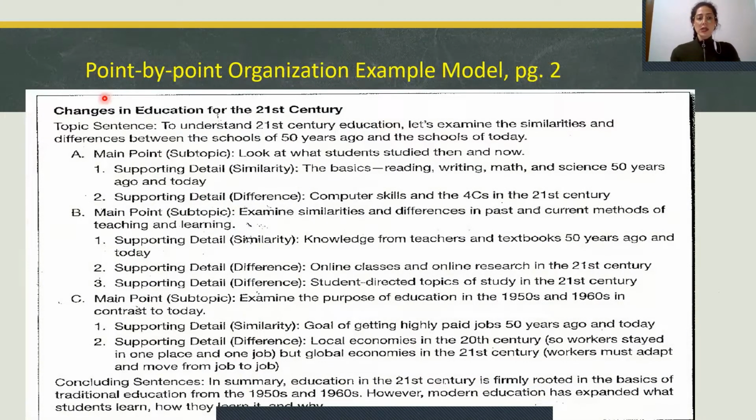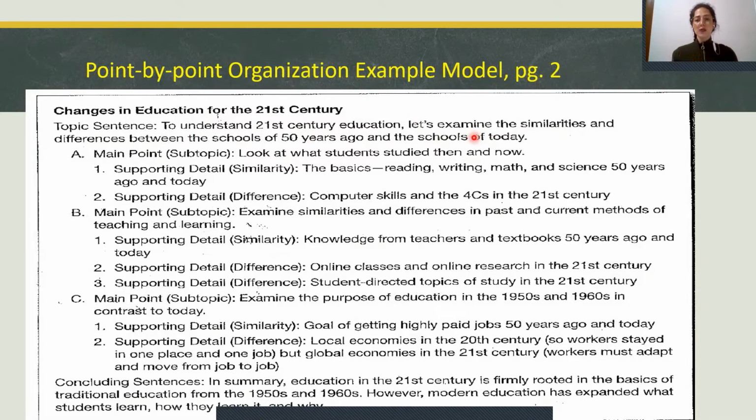The first example is the point-by-point organization model. It's an example model, and you can see this example in your writing text on page 2. Changes in education for the 21st century. It is going point by point. Here you see the topic sentence: let's examine the similarities and differences. It says so, that's the controlling idea. But what do I compare here? Neleri karşılaştırıyorum? The skills of 50 years ago and the skills of today.